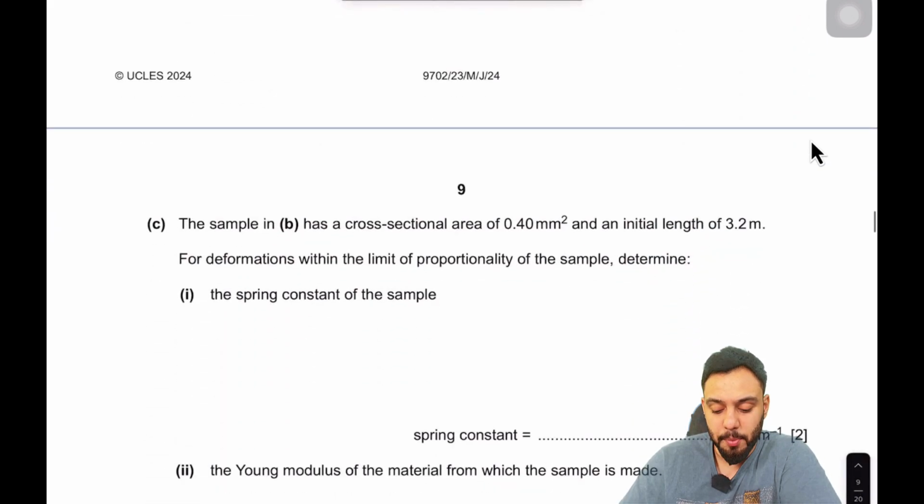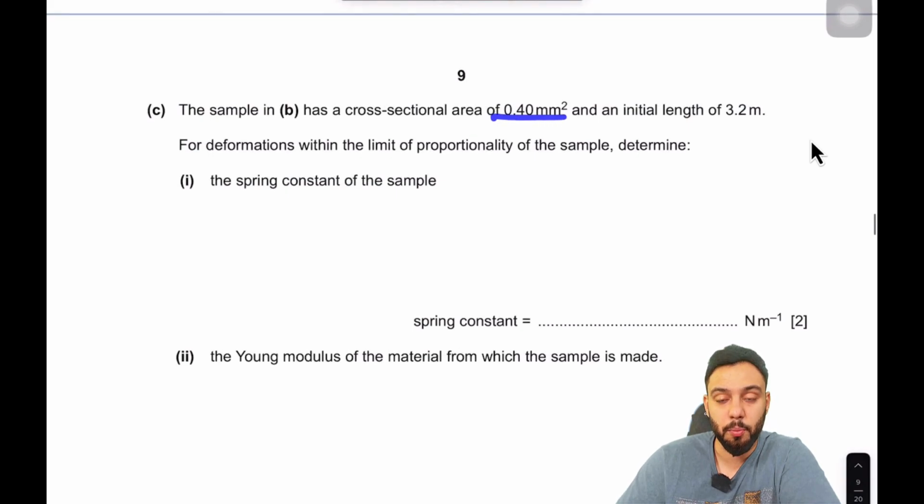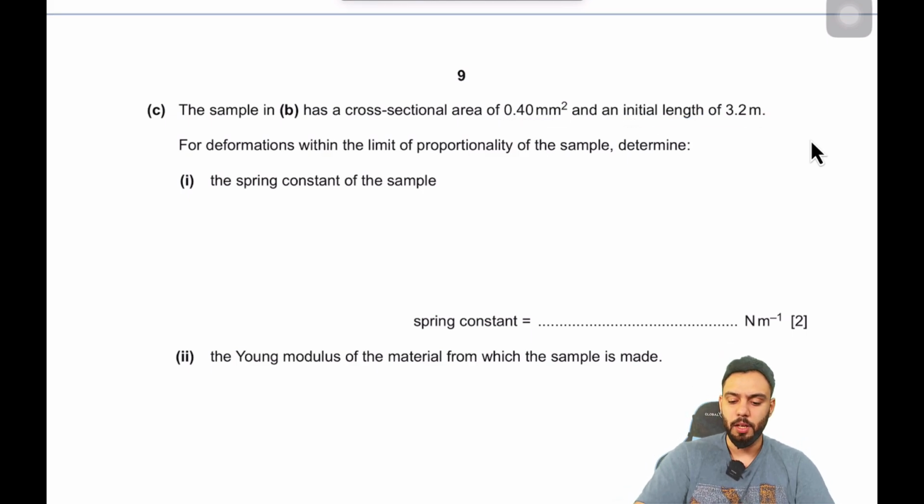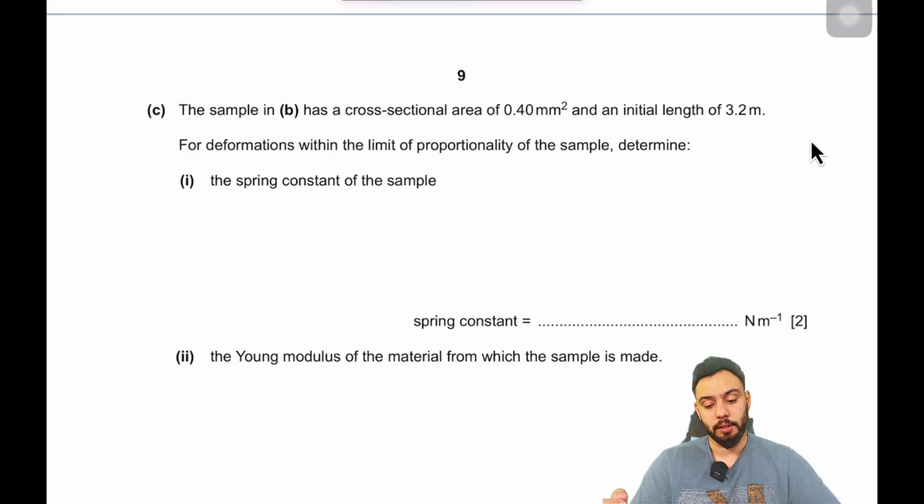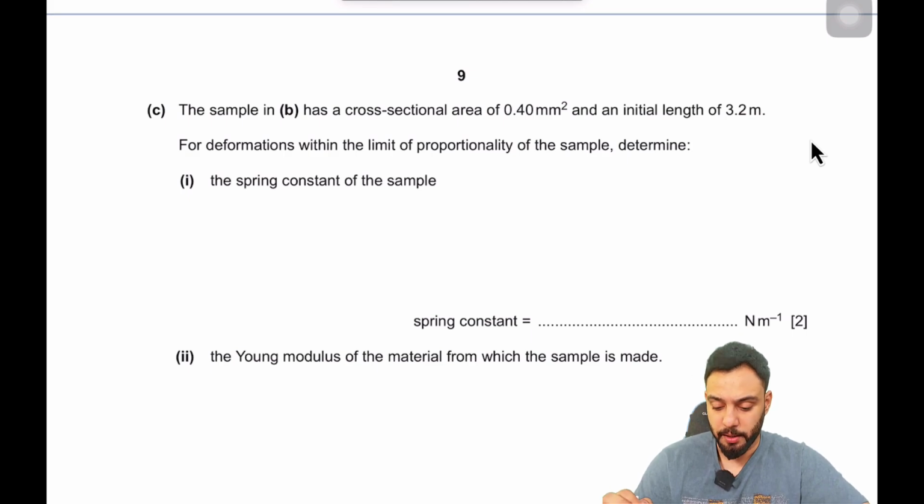Okay, a sample in B has a cross-section area of 0.40 millimeters squared and an initial length of 3.2. For deformations within the limit of proportionality of the sample, determine the spring constant of the spring of the sample. Okay, within the limit of proportionality is quite simple.